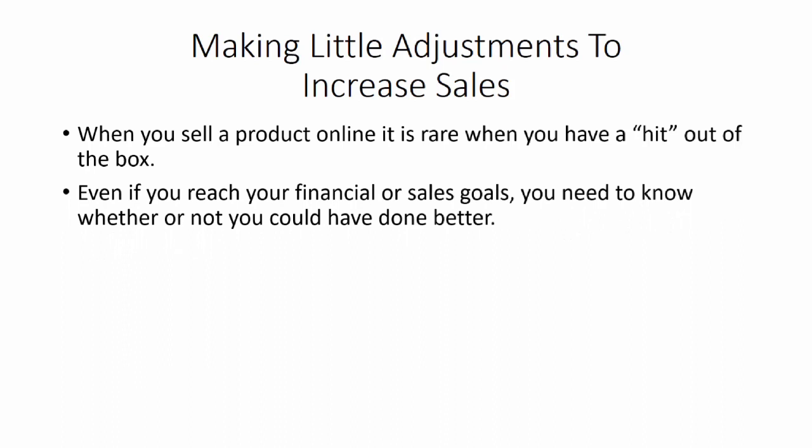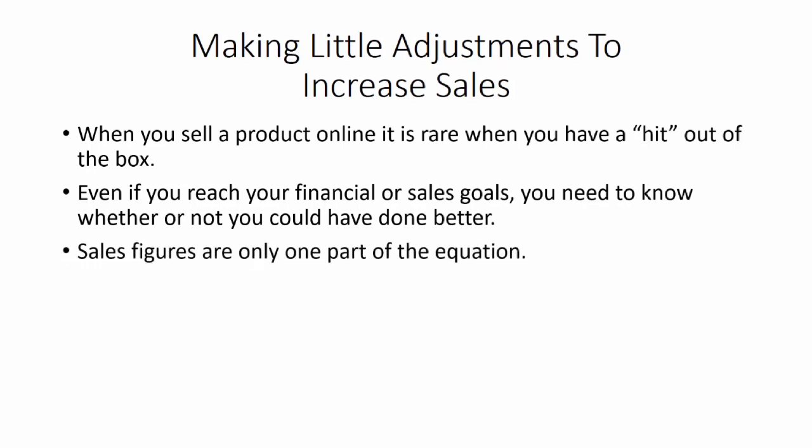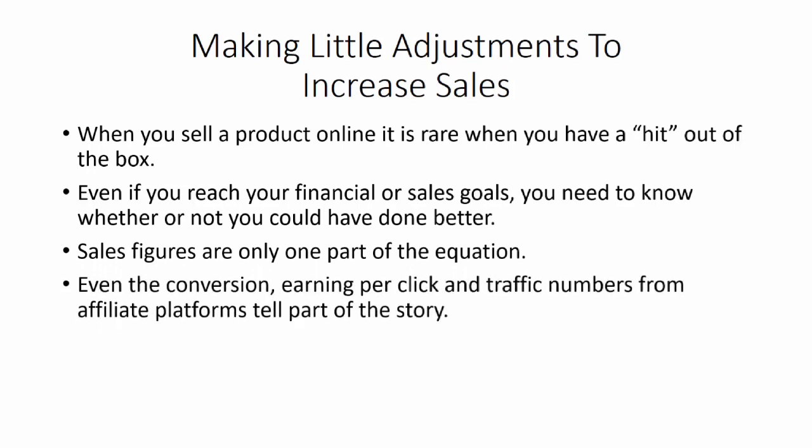And even if you're reaching your financial or your sales goals, you need to know whether or not you could have done better. Perhaps you had 300 sales or 300 units of sales, but you probably could have had 500 if you had had better information. Because sales figures are really only one part of the equation. Even after you get the conversion rate, the earnings per click, and the traffic numbers from the affiliate platforms, they only tell part of the story as to how well you're doing and how well you could have done.